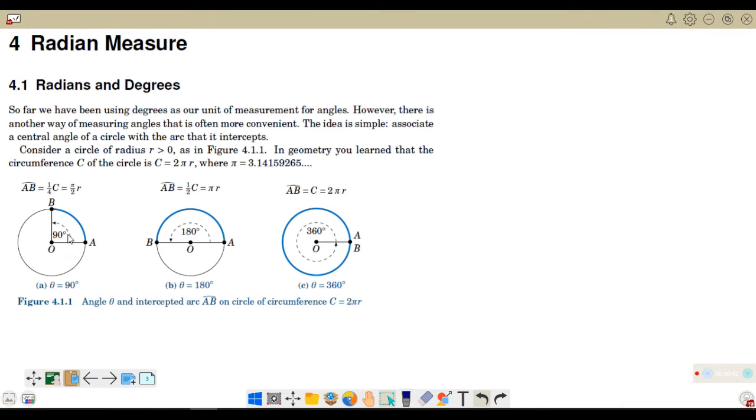Hindi na tayo gagamit ng degree measurement such as 90 degrees, 180 degrees, 360 degrees, 30 degrees, 270 degrees, 60 degrees, 45 degrees. Wala na yan. Pero, lagi naman tayong gagamit ng symbol na pi. So far, we have been using degrees as our unit of measurement for angles. However, there is another way of measuring angles that is often more convenient. The idea is simple. Associate a central angle of a circle with the arc that it intercepts.